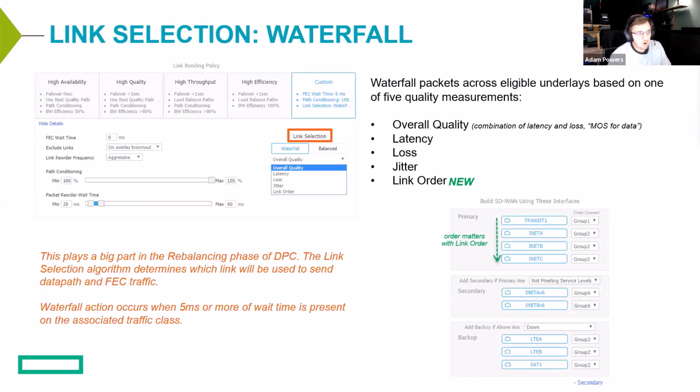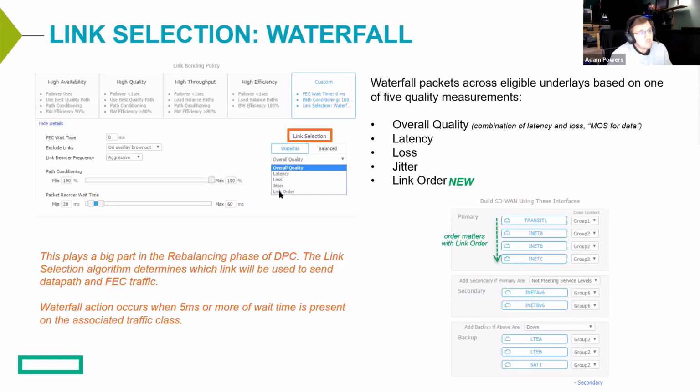But let's say I didn't like that. Let's say I don't agree with your combination of latency and loss and this number you spit out. I just want you to pick the lowest latency link, period. Well, then we would set that waterfall selection there to latency. Or maybe I want to prefer the link that has the absolute lowest loss. I select loss, or jitter, and so on.